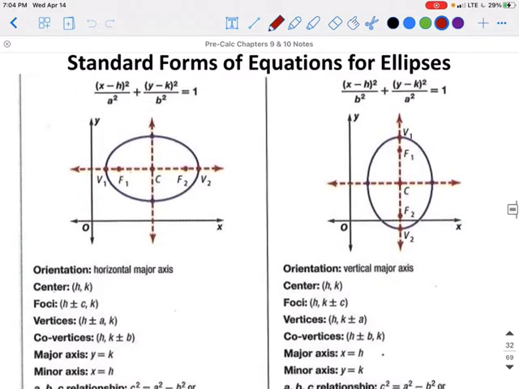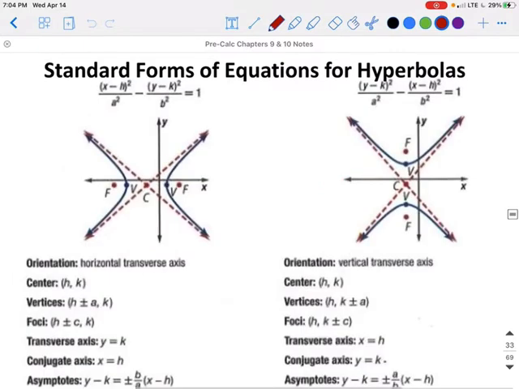Now for an ellipse, remember our two forms are going to be x minus h squared over a squared plus y minus k squared over b squared is equal to 1, if it is stretched horizontally. If it's stretched vertically, it's going to be x minus h squared over b squared plus y minus k squared over a squared is equal to 1. And for a hyperbola, if it opens horizontally, the x is going to come first in the equation. If it opens vertically, the y will come first in the equation.